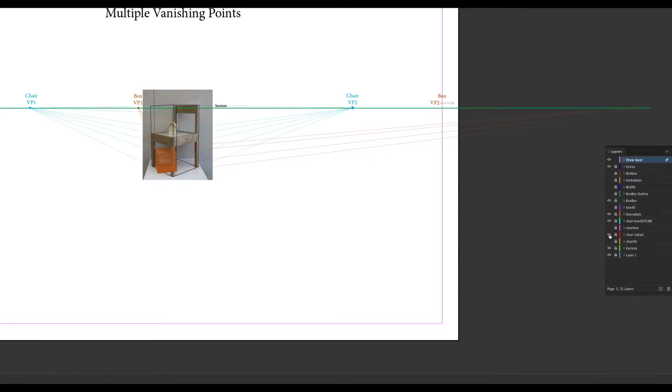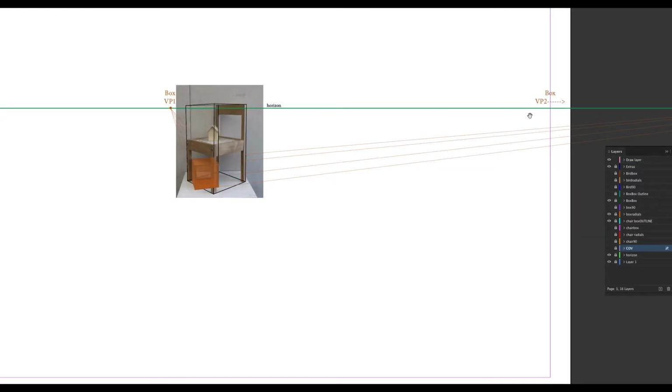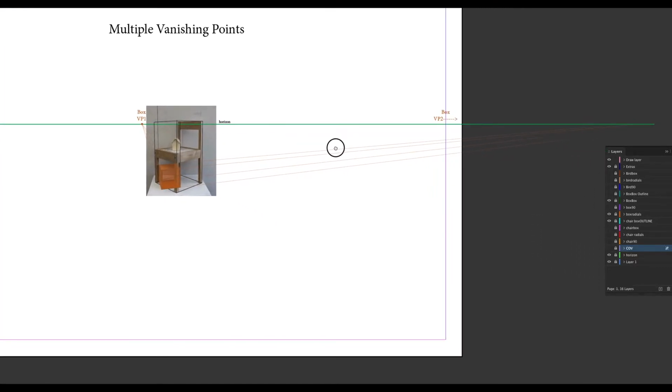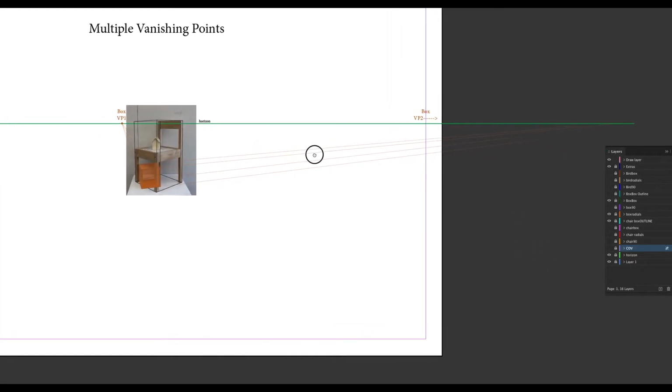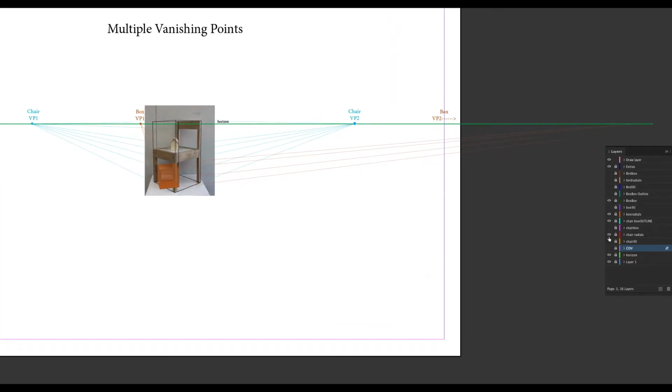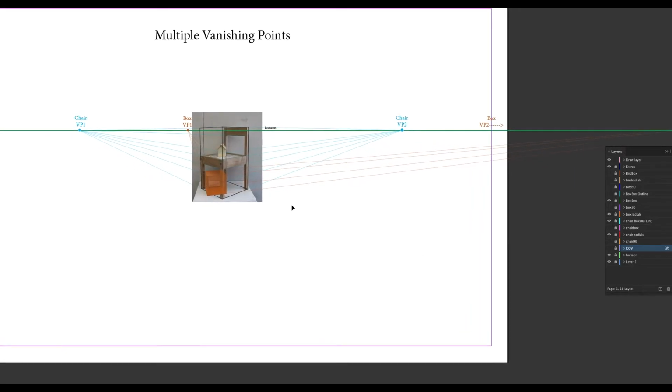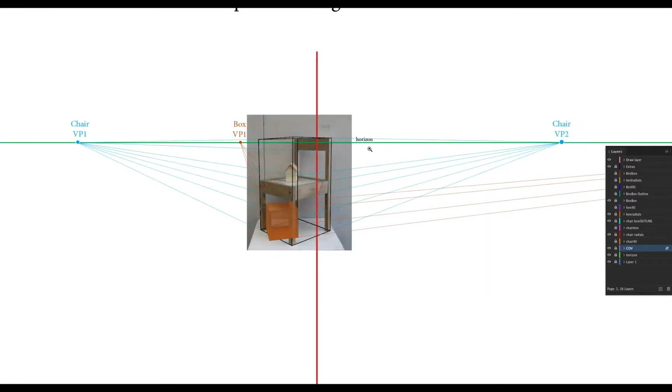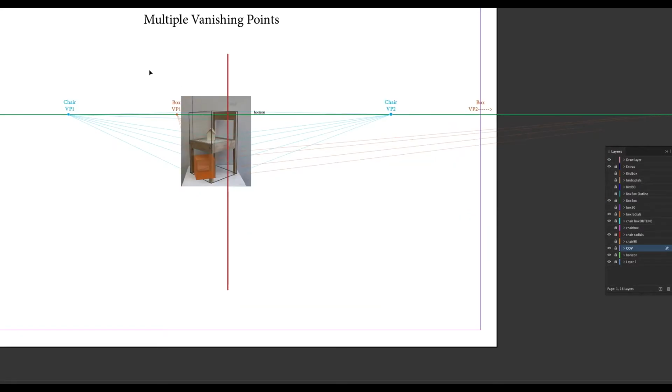So I hope you can see this. The blue is our chair vanishing points, and the orange is our box vanishing points. And as you can see, the box's vanishing points are very much different than our chair's vanishing points because of the distance from the center of vision. Now I'm calling this the center of vision. I just figured that out using perspective, and you will see how that works in a second.